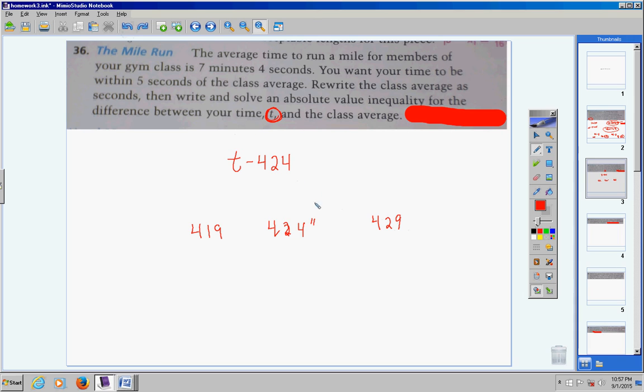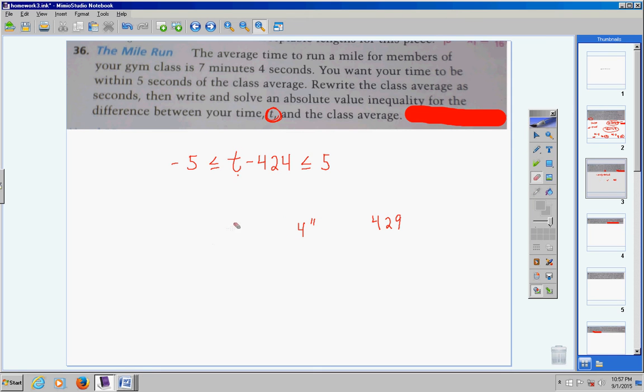So all that I'm trying to show you is this. Now watch this carefully. This is a tough problem. You can understand this if you'll listen. Your time, whatever your time is, minus out the class average time, had better give you a 5 or a negative 5. Think about it. When you put your time in here, T, and subtract out the class average, it better be within 5 seconds this way or 5 seconds this way. You better get a negative 5 or you better get a positive 5.